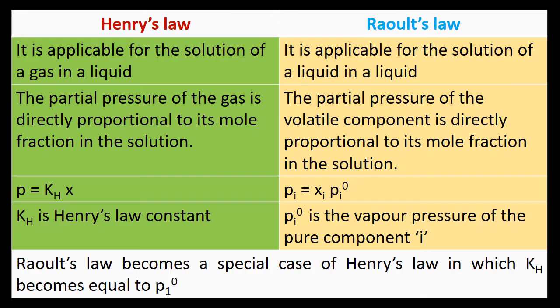Expression for Henry's law is small p is equal to kh into x. Expression for Raoult's law is pi is equal to xi into pi naught. In case of Henry's law, kh is Henry's law constant. In case of Raoult's law, pi naught is the vapor pressure of the pure component i, which is a constant. Raoult's law becomes a special case of Henry's law, in which kh becomes equal to P1 naught.